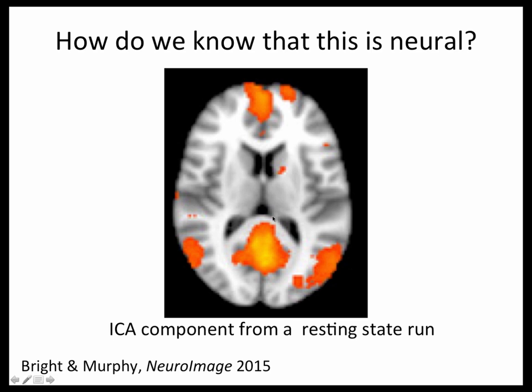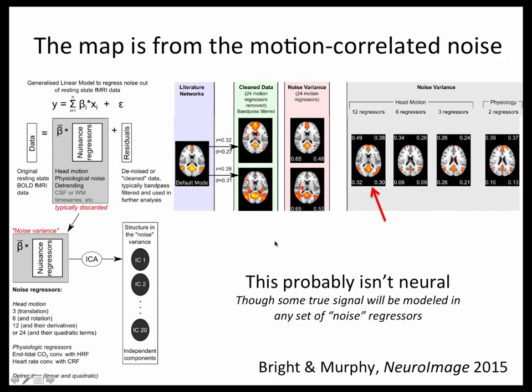And again, we were saying, it looks like a network that people are familiar with. It's in gray matter. In truth, this map is from motion correlated noise. This was a fun study that Molly Bright and Kevin Murphy published last year, where they were doing a standard analysis. They're taking their tasks, and they're regressing out motion, respiration, and cardiac, and then they're running an ICA analysis to get components.